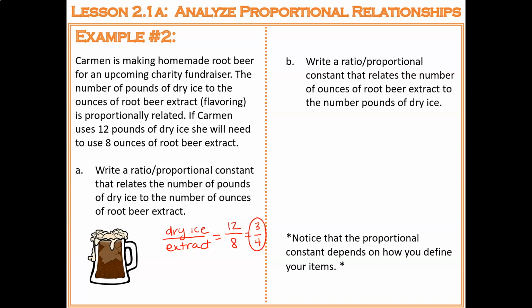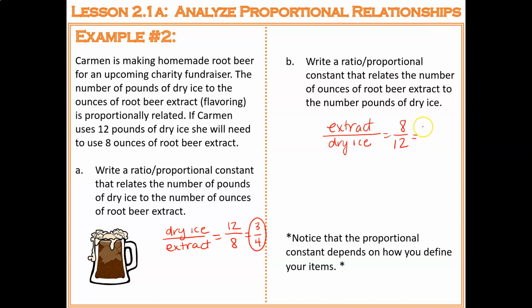This time, write the ratio or proportional constant that relates the number of ounces of root beer extract. So it's going to be extract to the number of pounds of dry ice. So dry ice is on the bottom. So you really have to read carefully. So this time it's flipped upside down. 8 to 12. 8 ounces of root beer extract to 12 pounds of dry ice.